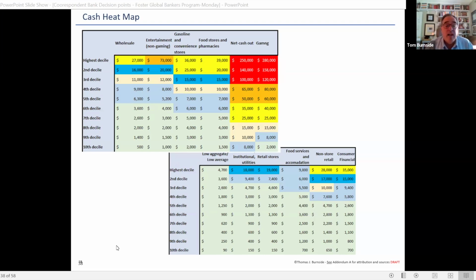And so when you're looking at this, you'll see things like food services, maybe non-store retail, like an Amazon or something like that. Maybe consumer financial tend to be pretty high volume but low value transactions. And certainly, we're talking about cash, which is why you wouldn't have a lot of cash transactions for someone like Amazon.